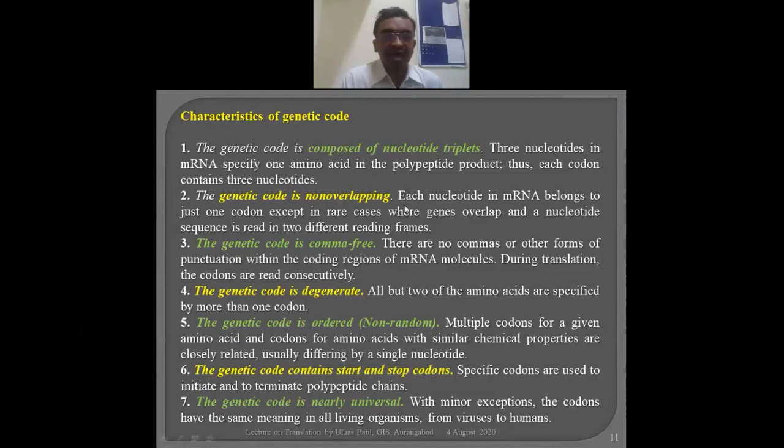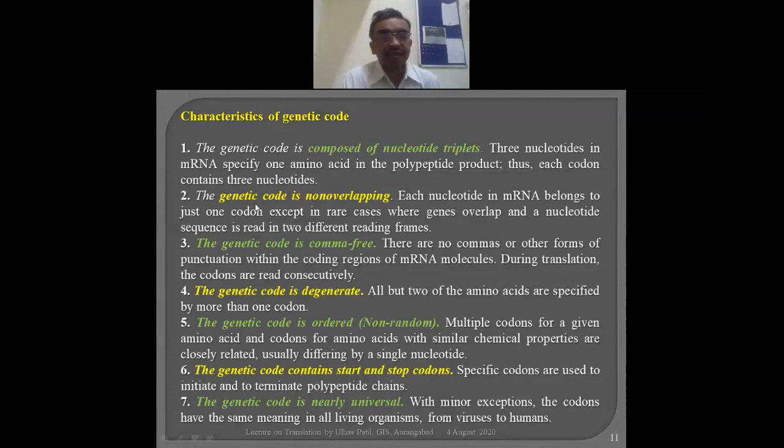Various features were already discussed in our previous lecture. Once again, just as a point of summary or revision, I am going to explain one by one. First thing is that the codon, the genetic code, consists of a nucleotide triplet, three nucleotides on the mRNA, that is coding for one amino acid.